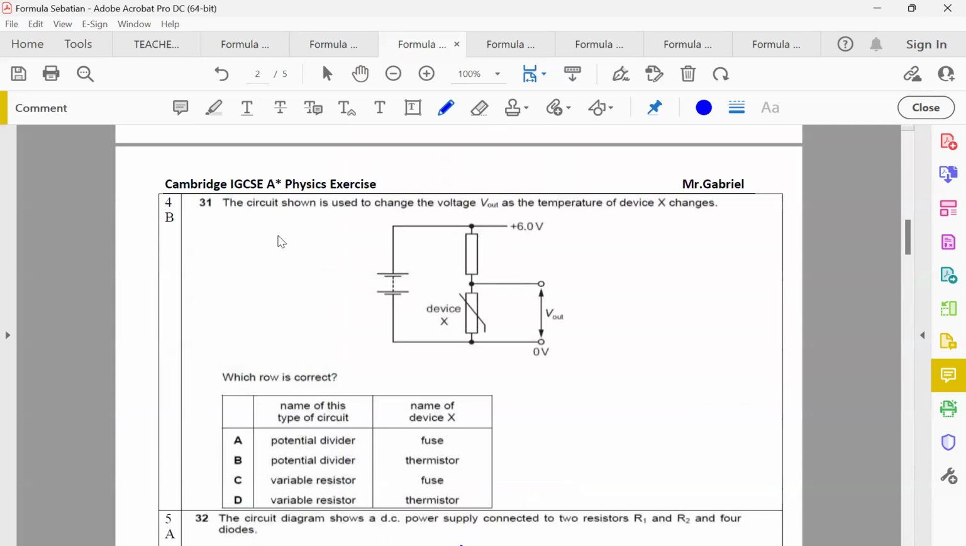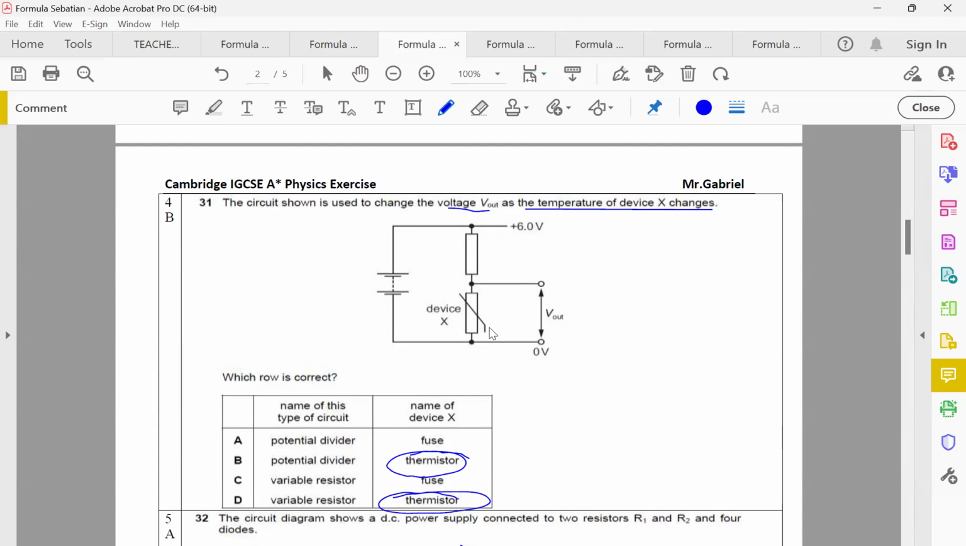Okay. So basically, hear me out. The name of this type of circuit is a variable resistor, and the name of the device is a fuse. It's just the name, because variable. It's a fuse. Wait, no. Is it a thermistor? Sorry. Not a fuse. My bad.